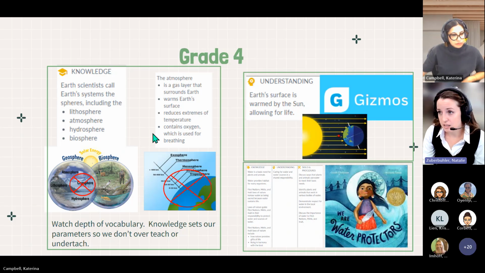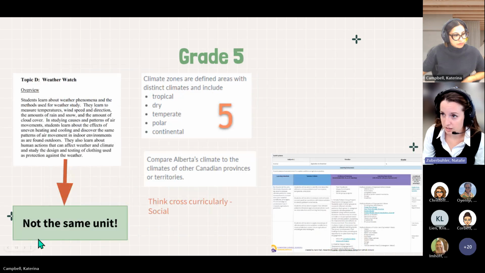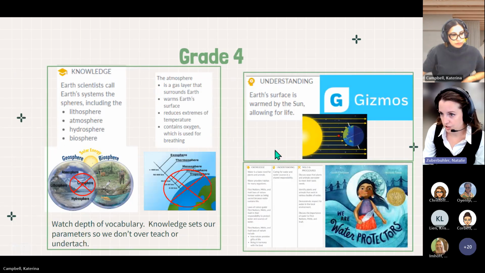And then too, it sets our parameters. In the knowledge part of our CUSP, it gives us exactly what we say about the atmosphere. This is how we define it. So watch your depth of vocabulary, that you're not under-teaching or over-teaching.